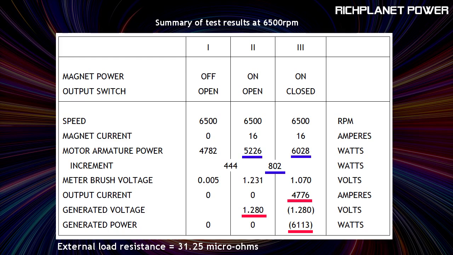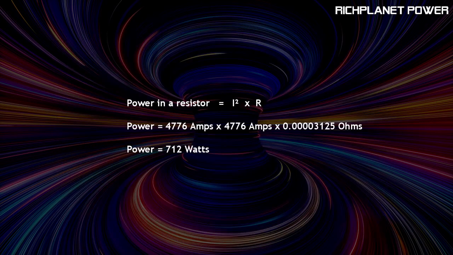We can calculate the external output power using the value of the shunt. So this is I squared R, which is 4776 squared times 0.00003125 ohms. This equals 712 watts. So we see that the power to the external load was only 712 watts, which is less than the 802 watts of the incremental input power. So as with my machine, the majority of the power was being dissipated internally, not in the external load.